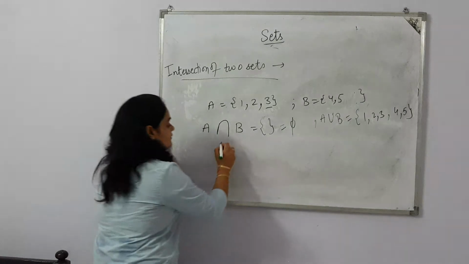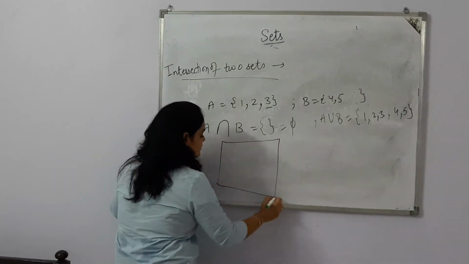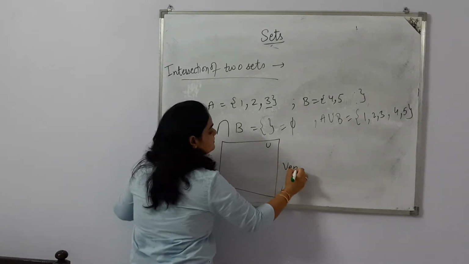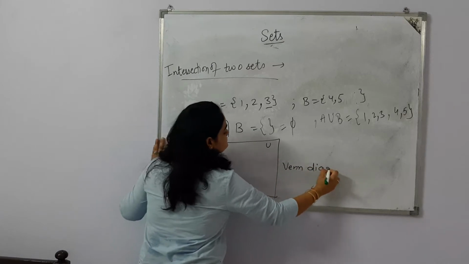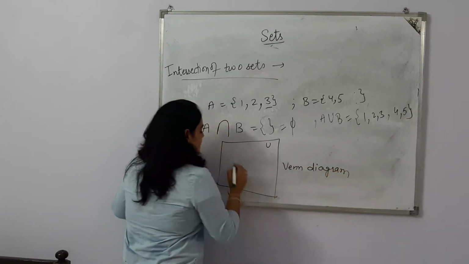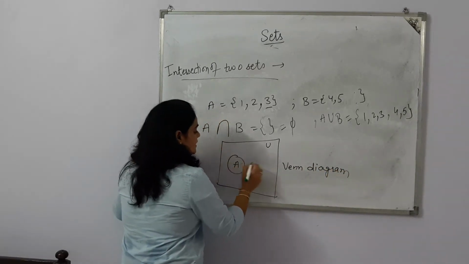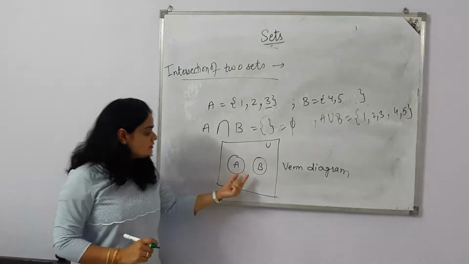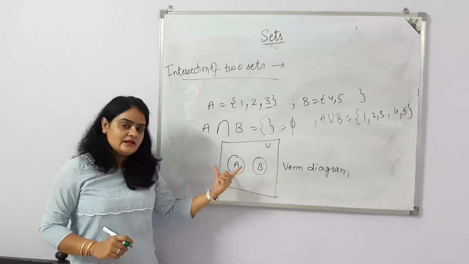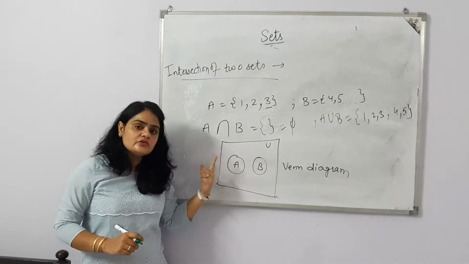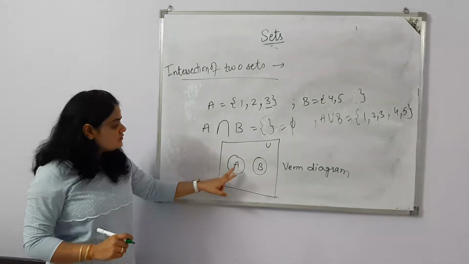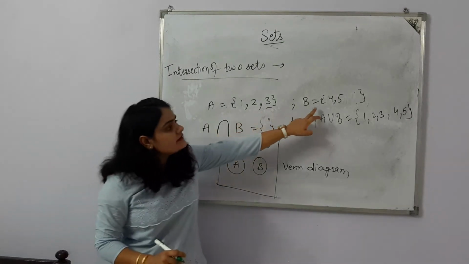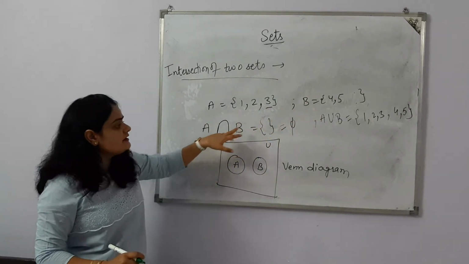Of course, this square box is your universal set. We have set A and set B. Of course, there is no common element, so these sets are disjoint sets. Whenever there is no common element, the sets are called disjoint sets. So here set A and set B are disjoint sets because the intersection is phi.